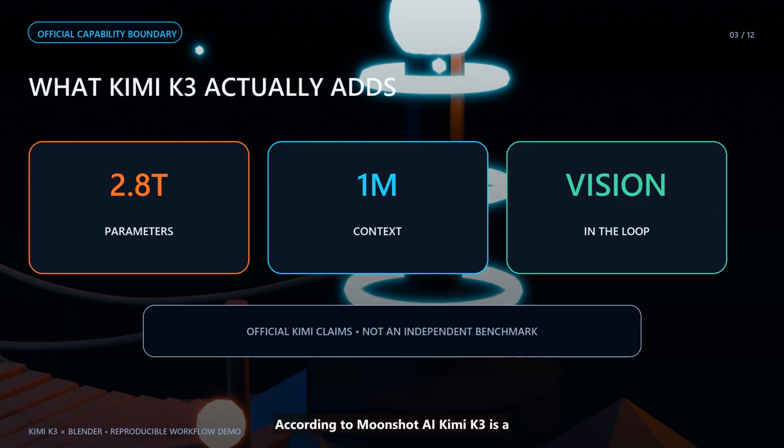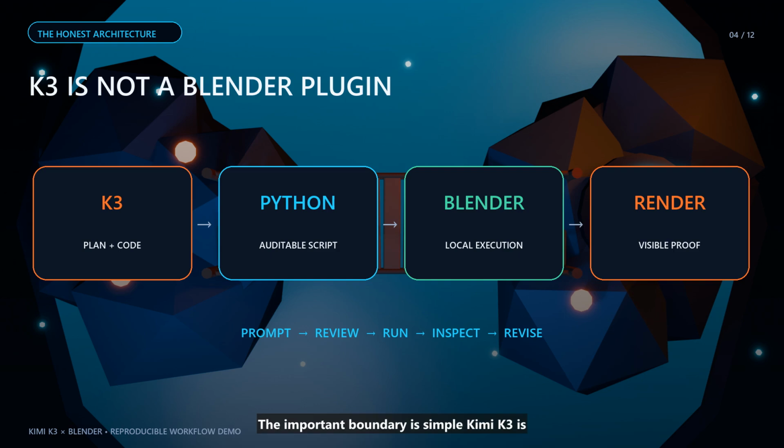According to Moonshot AI, Kimi K3 is a 2.8 trillion parameter model with native vision and a 1 million token context window. The official release specifically highlights long horizon coding and visual reasoning for game development and digital creation. As of July 20th, 2026, the model is available through Kimi products and its API, while full weights are planned for July 27th. The important boundary is simple.